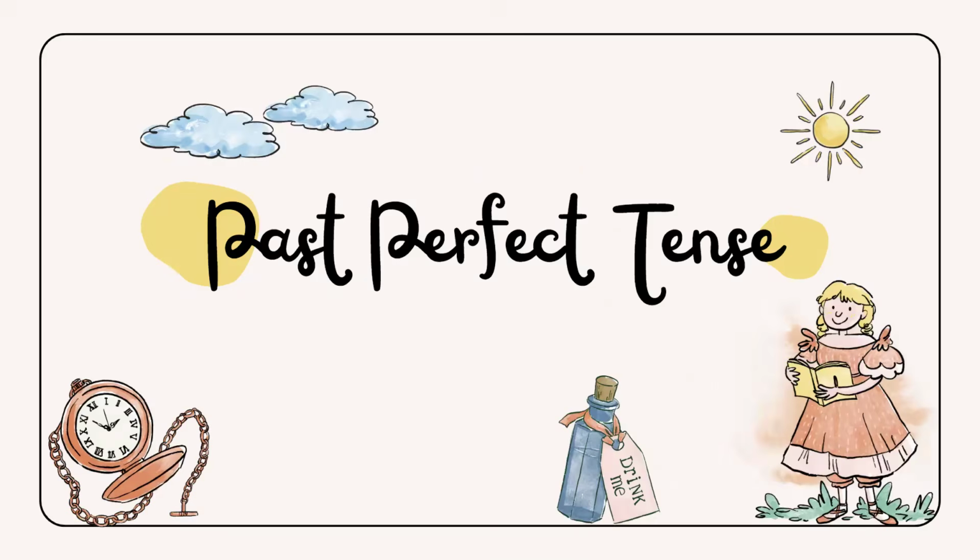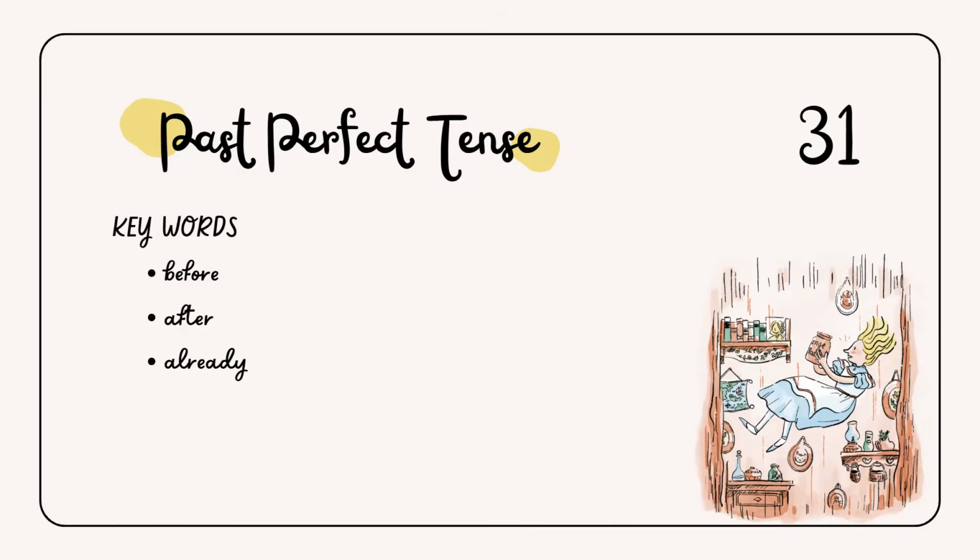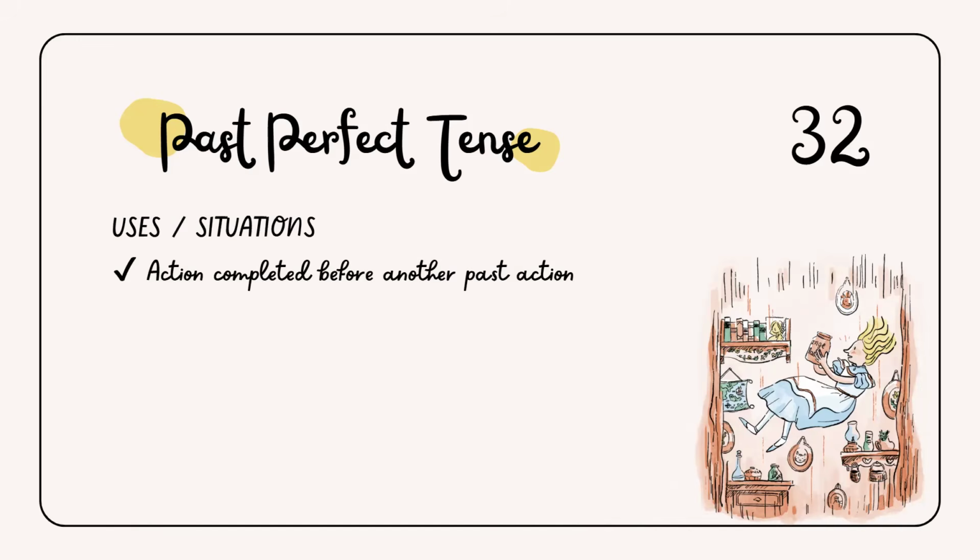Now let's move on to past perfect tense. Past perfect tense shows which action happened first in the past. So basically here again two actions are taking place but not simultaneously. One action is in the simple past and the other action happened before the simple past action. The structure of past perfect tense is subject plus had plus past participle, that is V3 form of verb. Whenever two past actions are mentioned, the earlier action uses past perfect tense. Just remember this. And the keywords used are before, after, already.